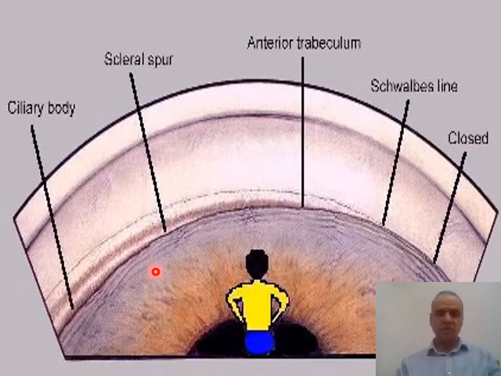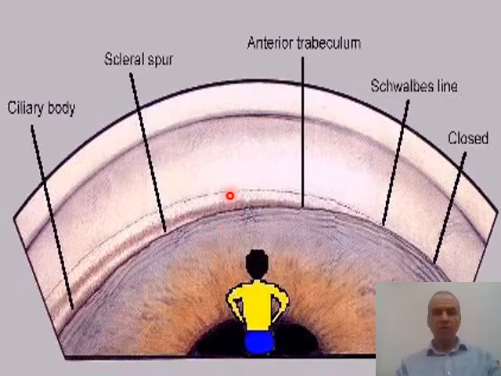This is exactly what the viewer can see by gonioscopy. For example, here in this patient, the angle is wide, and the examiner can see the periphery of the iris, the anterior surface of the ciliary body, the scleral spur, the trabecular meshwork. This is the trabecular meshwork. And to the periphery is the Schwalbe line, which is the termination of the Descemet membrane of the cornea.